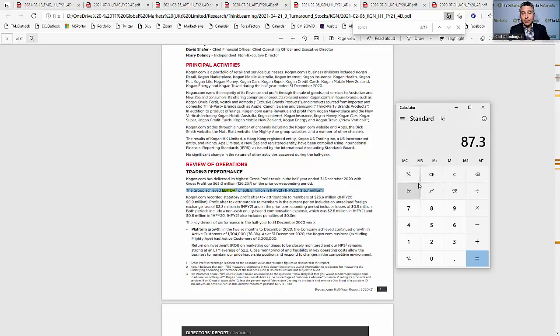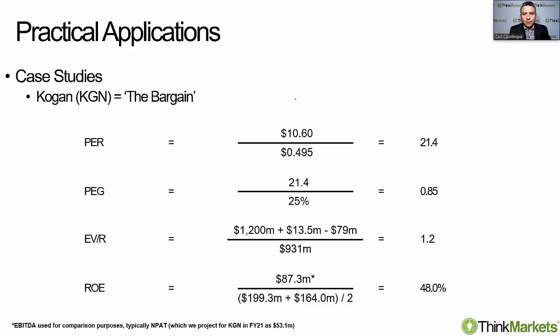That's all the data we need. Let's head back to the slides and complete the calculations. Okay, we'll kick off with the price to earnings ratio, for which we need the current price. It was 10.60 when I took the snapshot earlier on today.